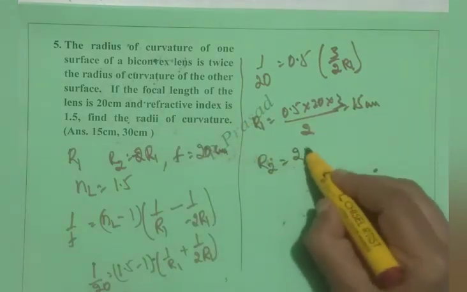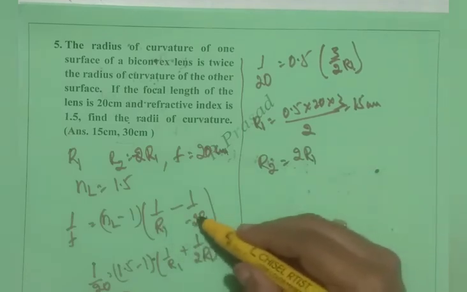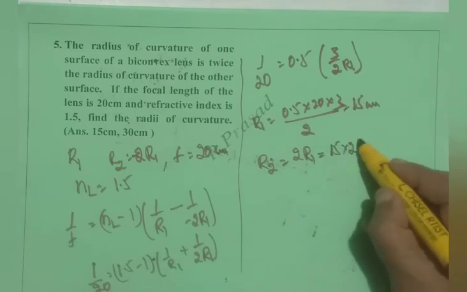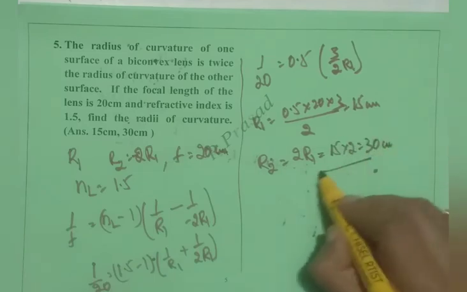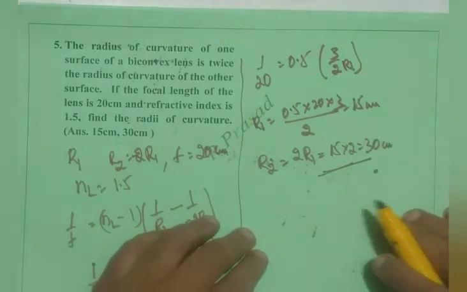R2 is 2R1. We don't write the sign; it's only for the sake of problem calculation. But magnitude wise, R2 is 15 into 2, 30 centimeter. So these are the two radii of curvature we require in this problem.